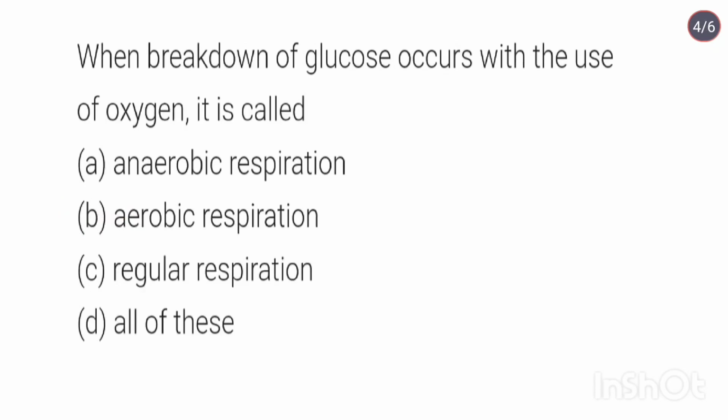When breakdown of glucose occurs with the use of oxygen, it is called aerobic respiration. Aerobic respiration takes place in mitochondria. Aerobic respiration takes place in the presence of oxygen. Aerobic respiration happens in many plants and animals.